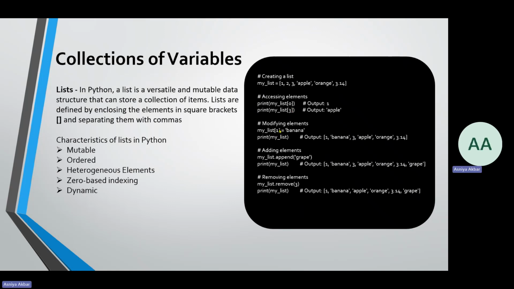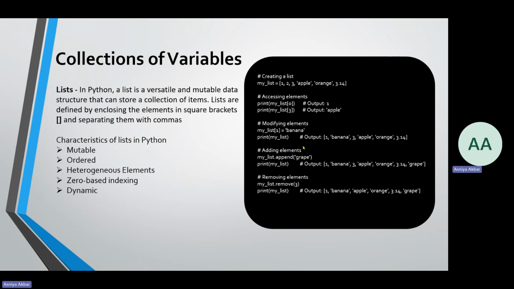Also, if you want to modify any element or replace any element, you have to give the name of the list. Then you have to give the index number and give the value that you want to update it with. And then it will be updated. So you can see here that I have given list 1, index 1, which has the value 2. So I want to replace 2 with banana. This is the syntax I use, and you can see the output.